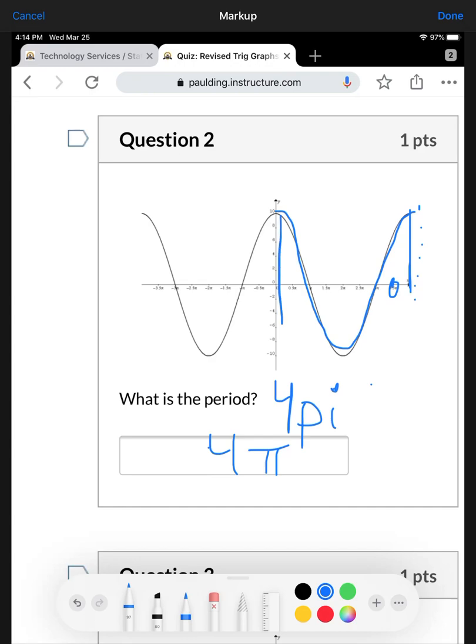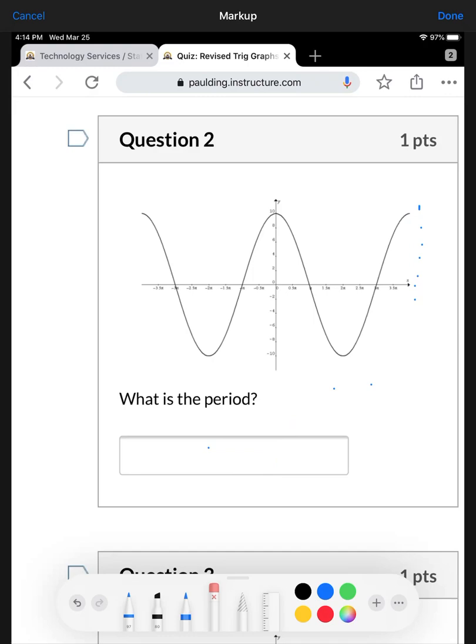So amplitude is how far we stretch up and down, the period. The period, if it's a cosine graph, we're looking for that shape. If it's a sine graph, we're kind of looking for that shape.